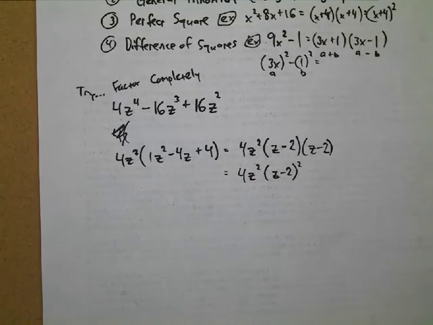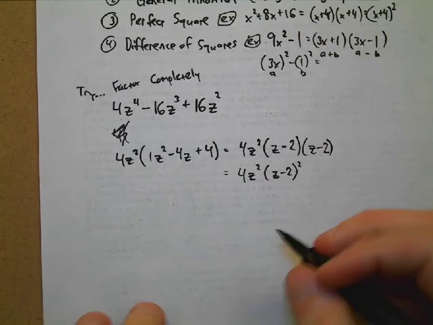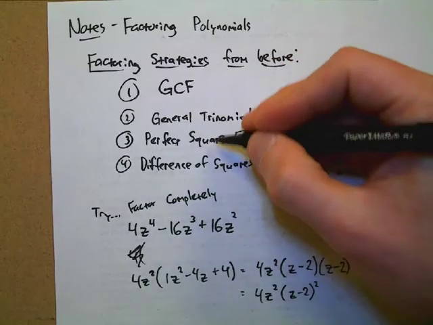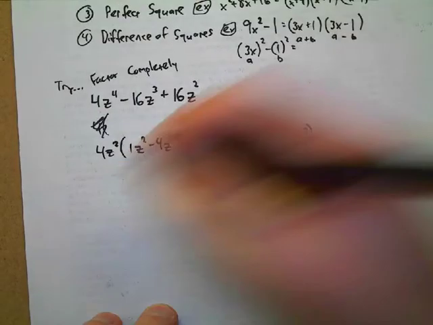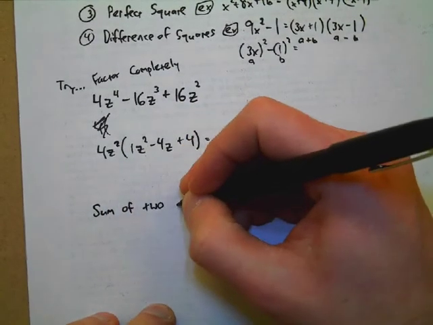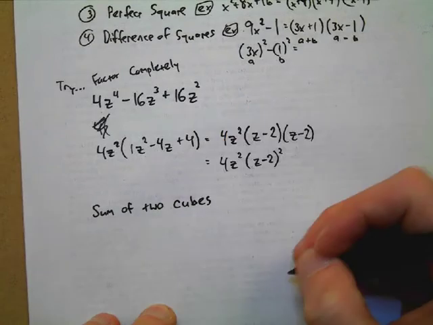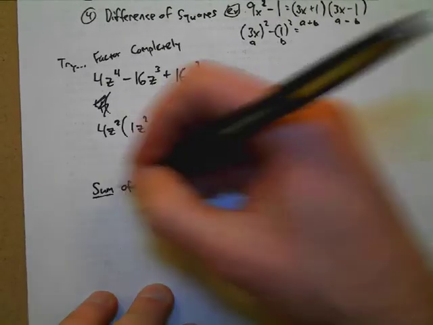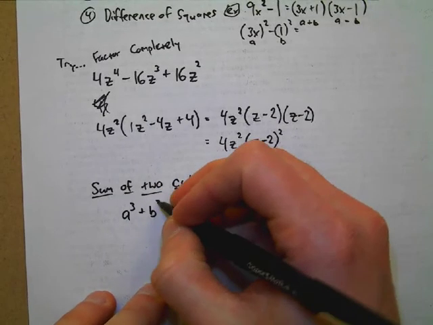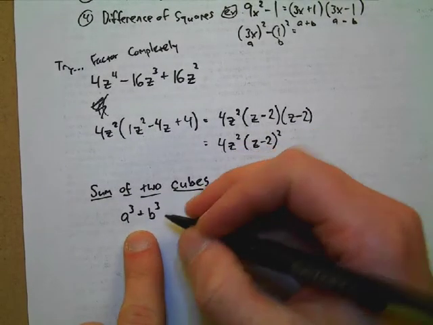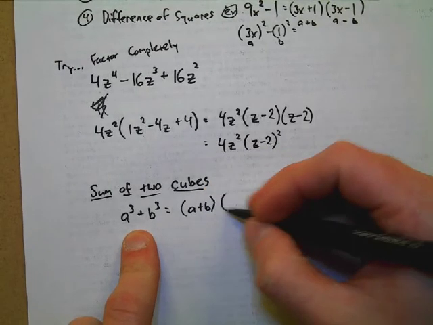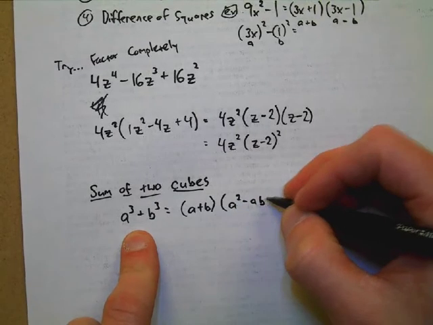So let me show you a few more factoring patterns that we should be able to do too. Some new factoring patterns. We already talked about perfect squares and difference of squares. Well, it turns out there's also a sum of two cubes. That would be a to the third plus b to the third, and that factors to be a plus b times a squared minus ab plus b squared.